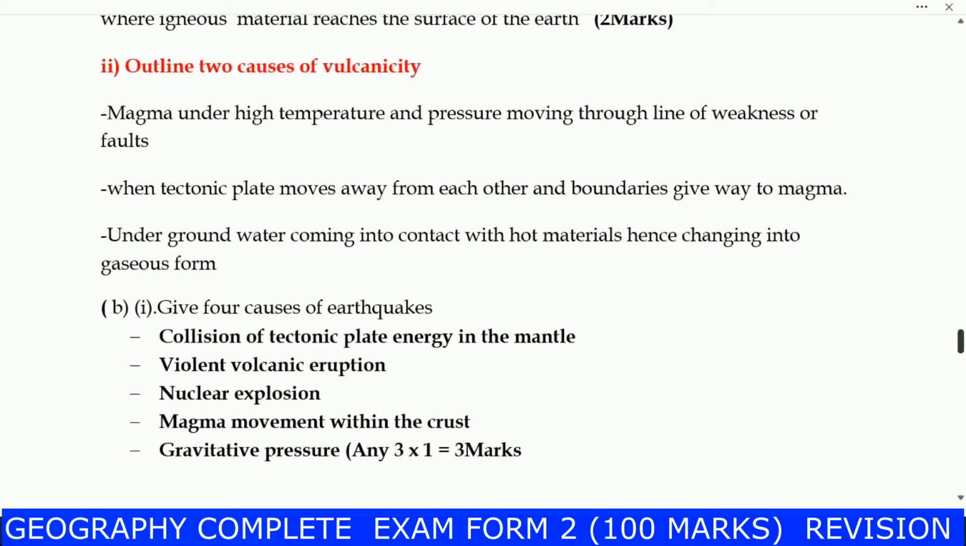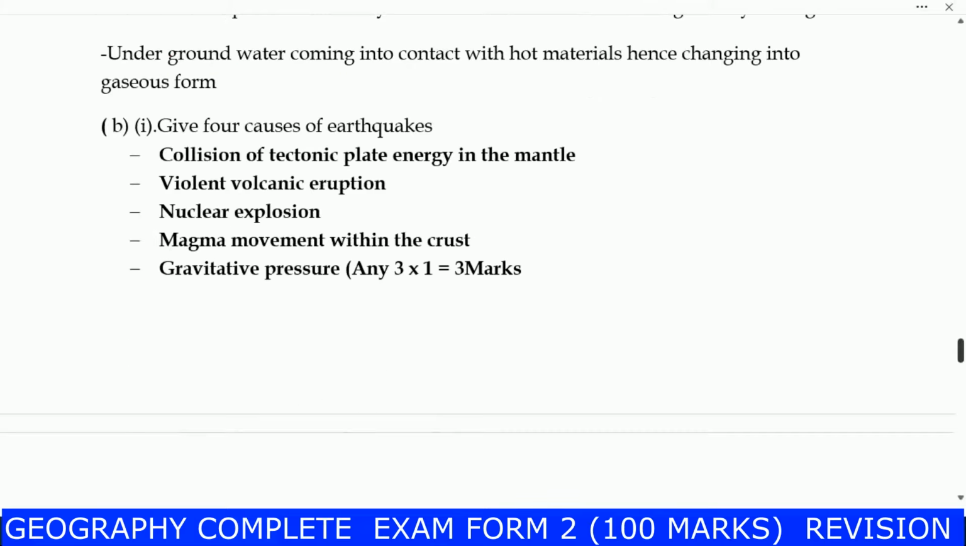Next, give 4 causes of earthquake. What causes earthquake? Number 1, collision of tectonic plates, energy in the mantle. Number 2, violent volcanic eruption. Number 3, nuclear explosion. Next, magma movement within the crust. Next, gravitative pressure.